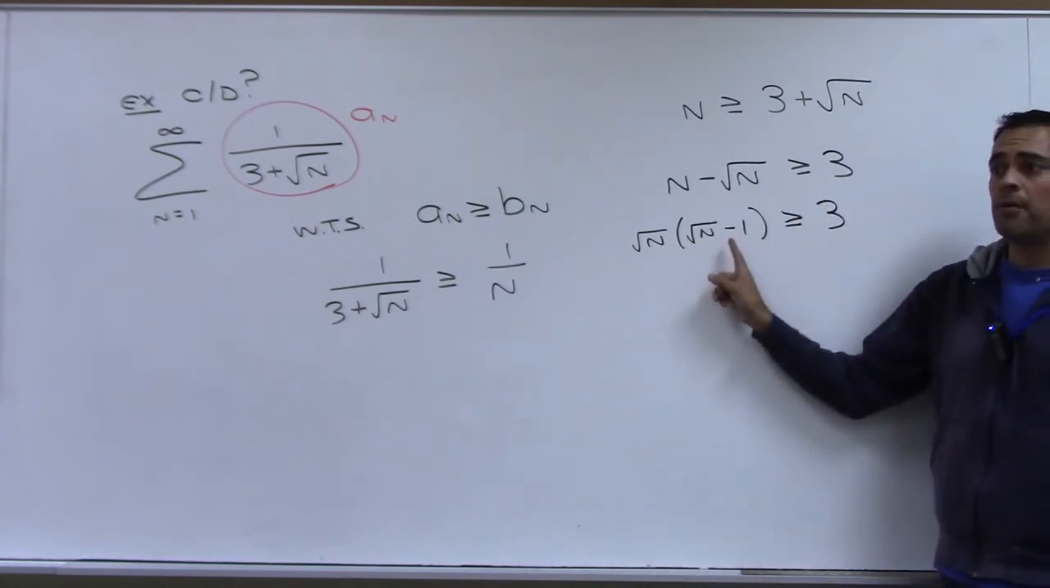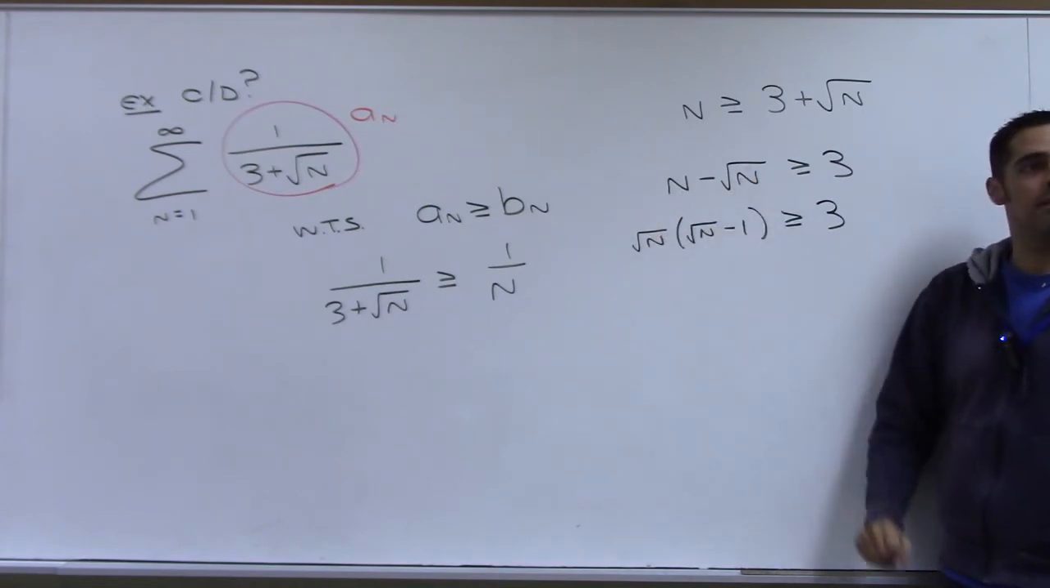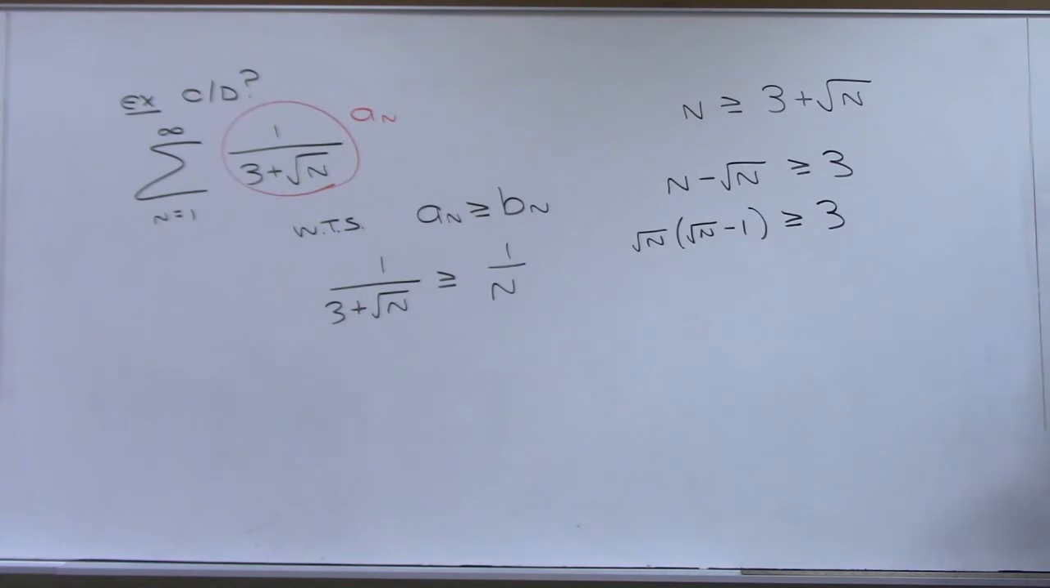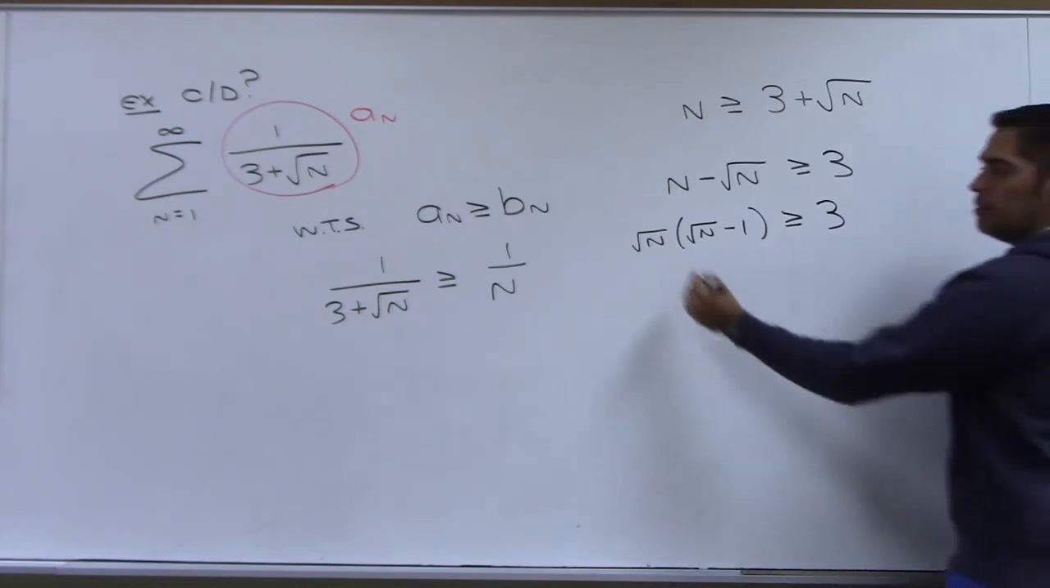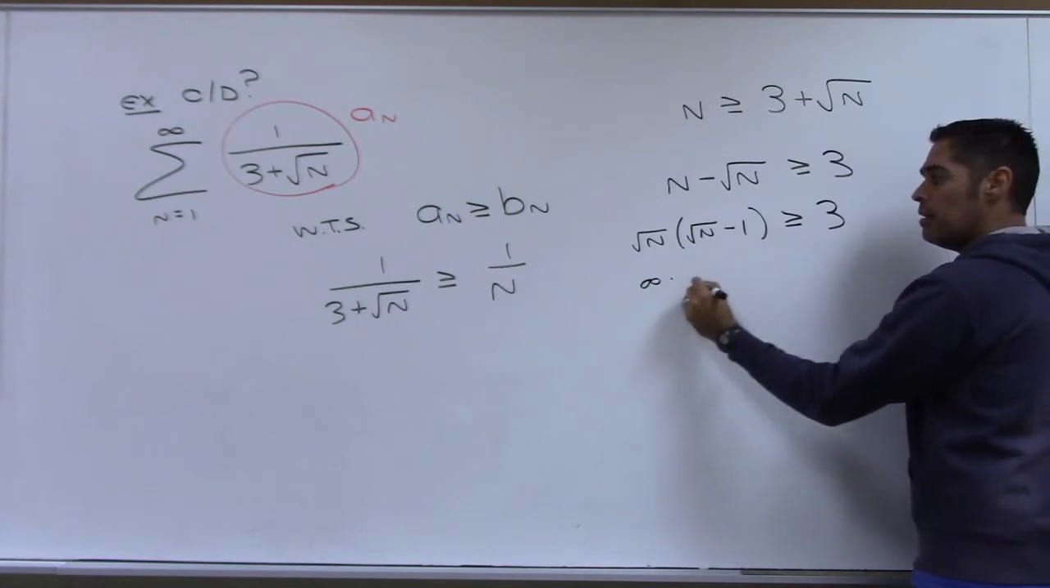Right? Root n out of both of these. Root n times root n is n. Root n times negative 1 is negative root n. Now what happens as n gets big? This goes to infinity times this goes to infinity minus 1, infinity.